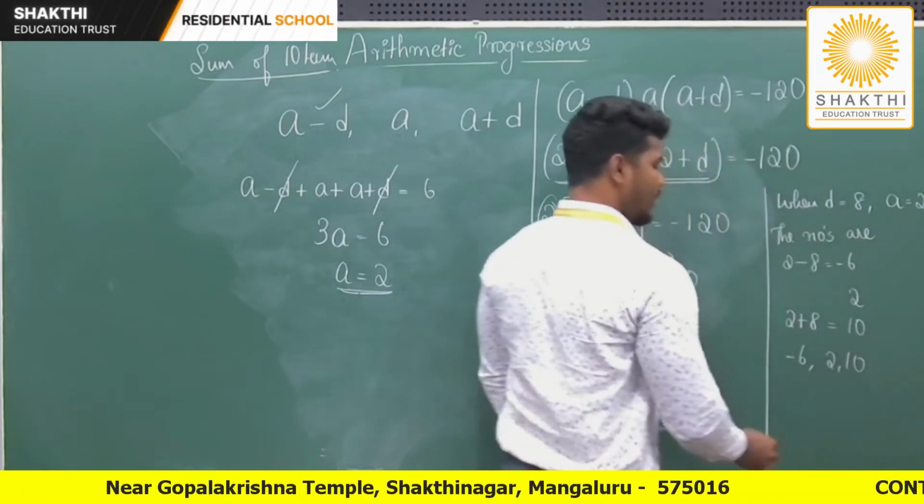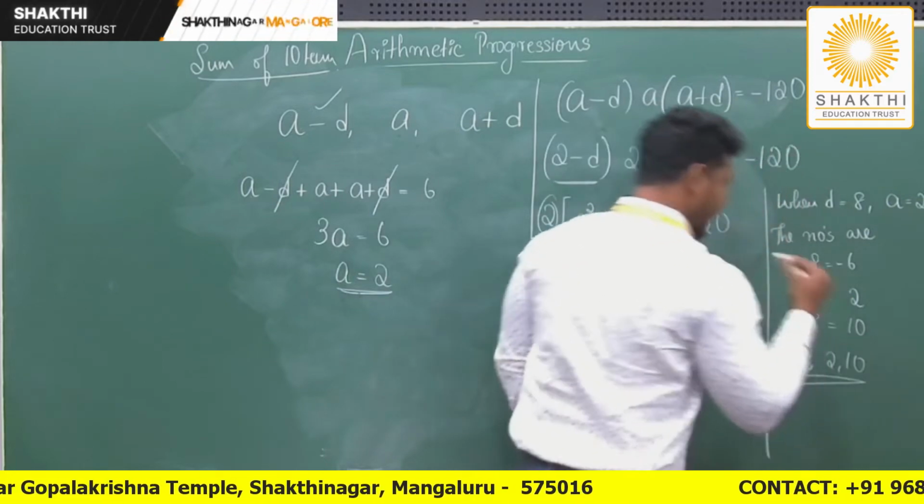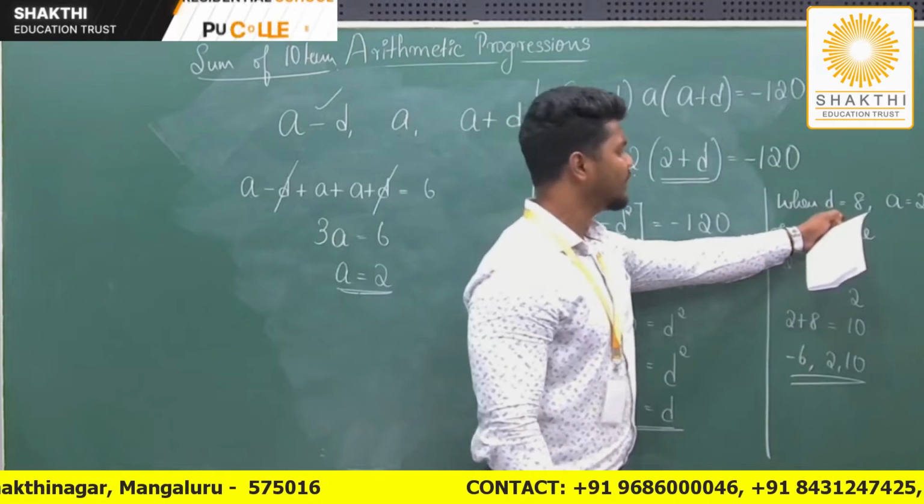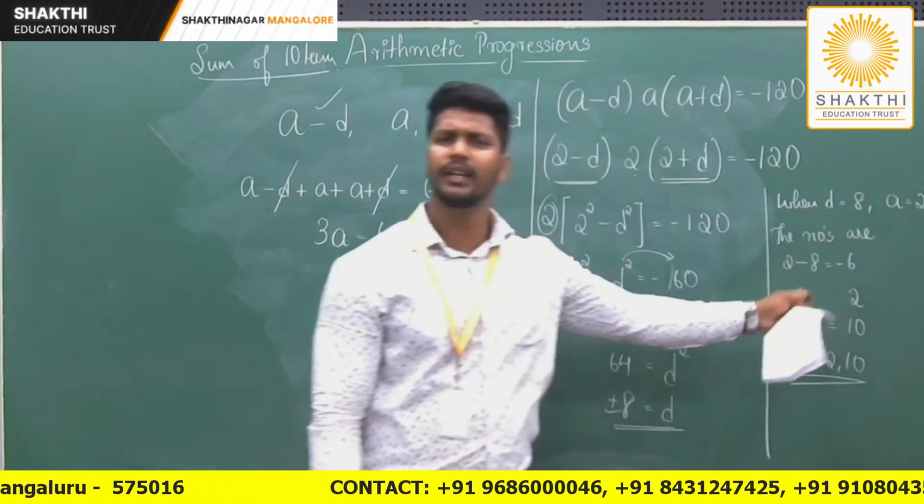In the same way, whenever d is equal to minus 8, you substitute d is equal to minus 8 and a is equal to 2, and find the three numbers.